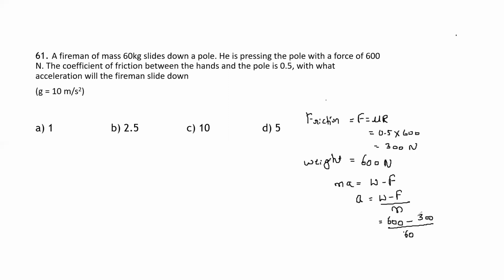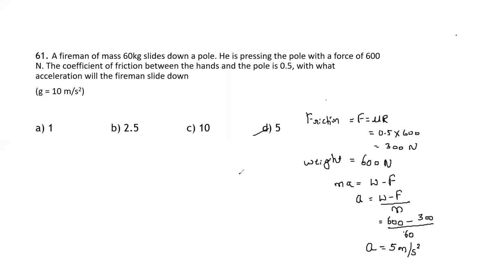So 600 minus 300 is 300. 300 divided by 60 is nothing but 5 meter per second square. So this is the acceleration, and option D is the correct option here. Option D is the correct option, 5 meter per second square.